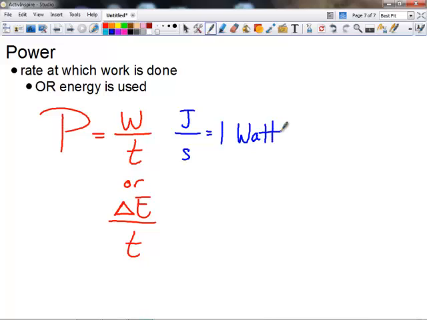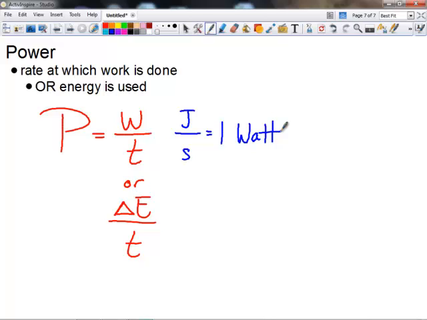You've probably heard the term watt before in dealing with light bulbs. The greater the wattage on a light bulb, the greater amount of energy that's dissipated every single second. So if you have a 60 watt light bulb versus a 30 watt light bulb, it's going to put off twice as much energy every single second. So power is capital P, it's measured in watts, and that's equal to a joule per second. Keep that in mind when you're working these problems out.